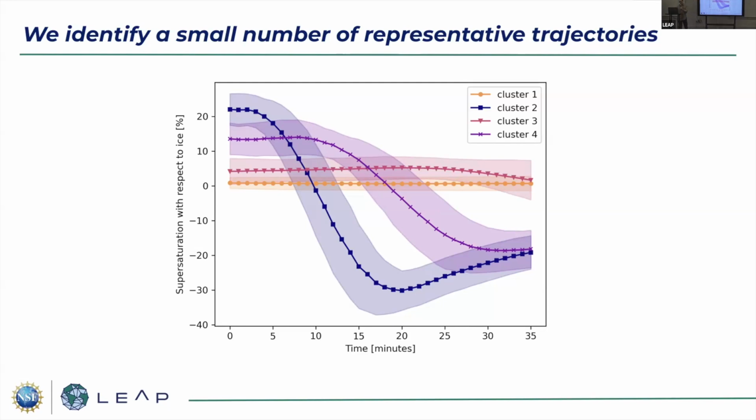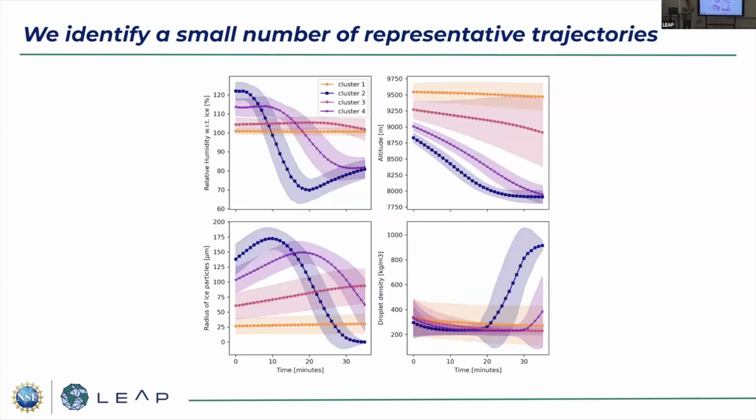We find these clusters just on thermodynamic histories alone, but we can look at the averages of those clusters with other environmental variables. So we clustered on relative humidity or supersaturation, finding that these clusters are actually in different places in the cloud. They have very different radius trajectories and also their density changes. And in fact, one of these clusters just turned into pure little ice balls at the end of our simulation.